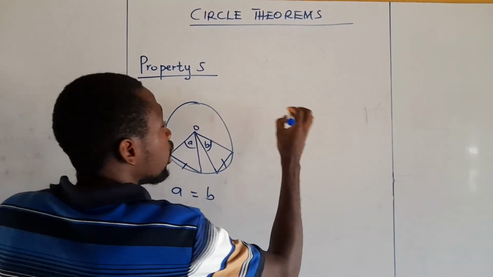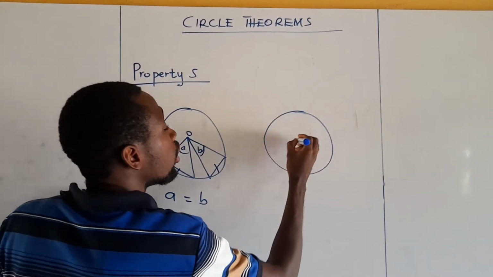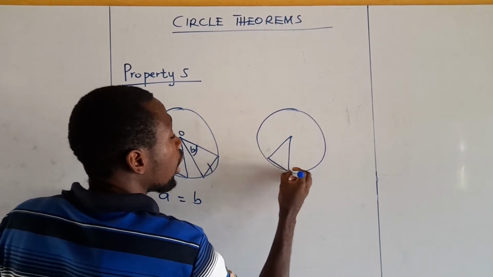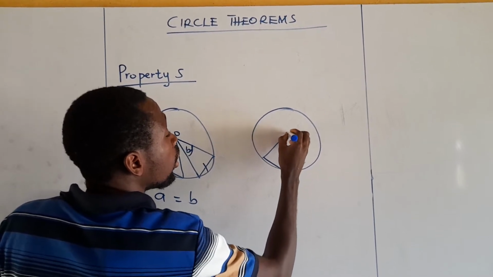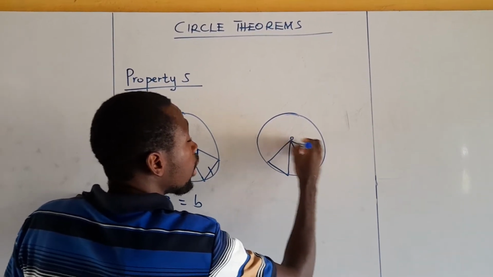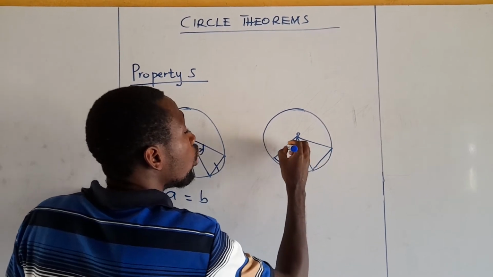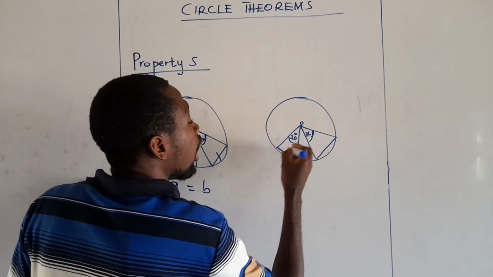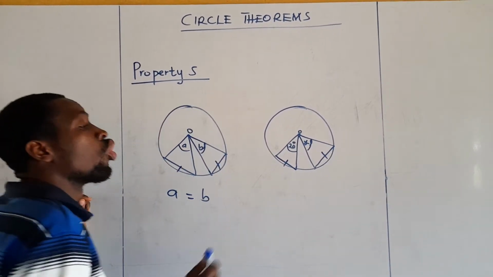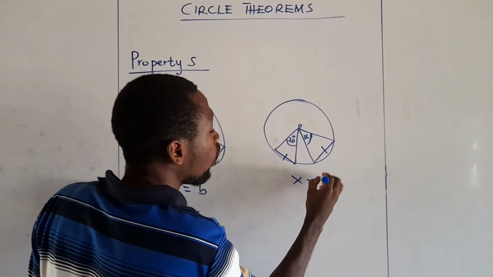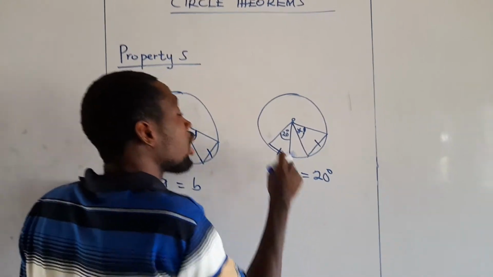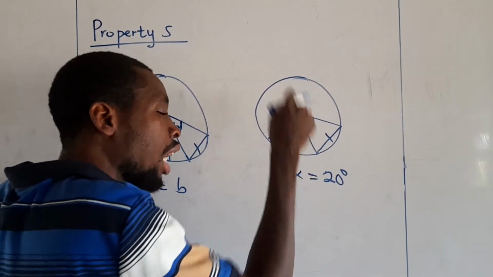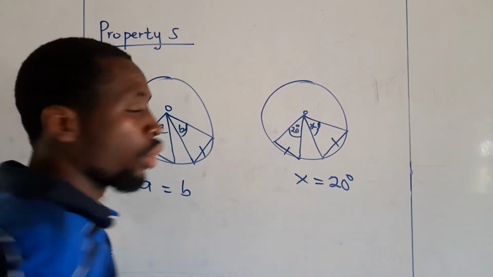So for instance, if we have a circle like this, and this is the center, O, and we have a chord sustaining an angle at the center of the circle, and another chord sustaining an angle at the center O. Let's say this angle is 20 degrees, and this is X, and the chords are said to be equal. Then the value of X is also 20 degrees. As far as the chords are equal and they sustain angles at the center of the circle, those angles are also equal. I hope you get this property.